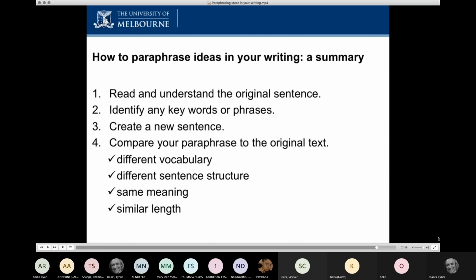And this is something that, writing a summary and developing this technique of paraphrasing and writing summaries and paraphrasing ideas in your writing, is really a technique and a skill that you must develop as a novice academic writer.